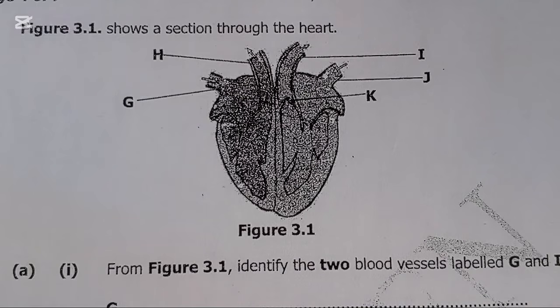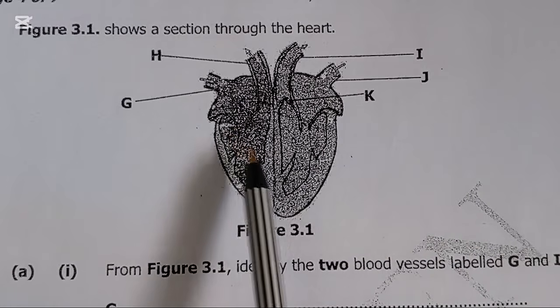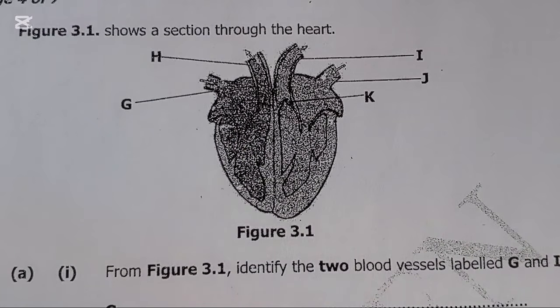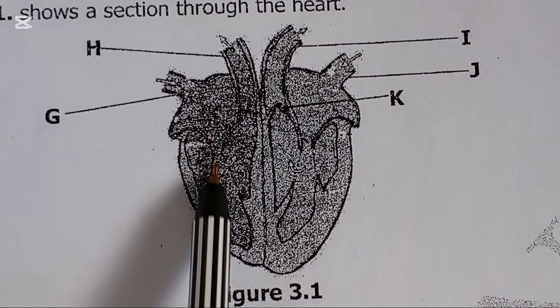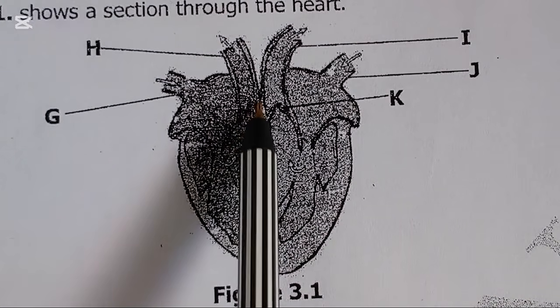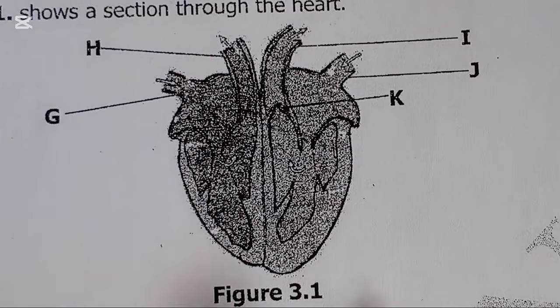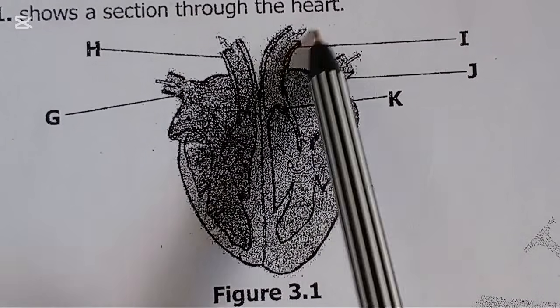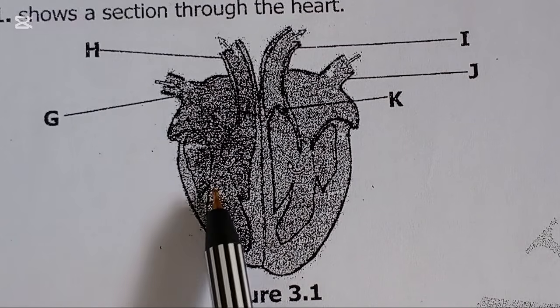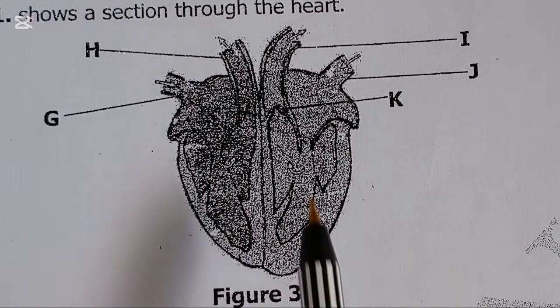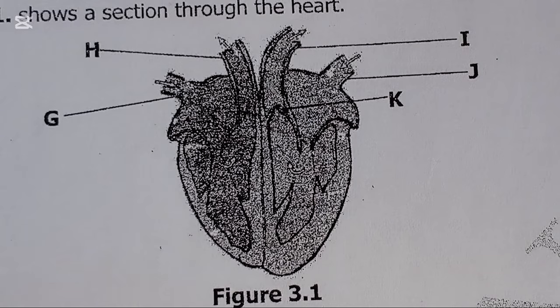Figure 3.1 shows a section through the heart. So that is the heart. This is the right part of the heart. This is the left part of the heart. These are the arrows showing the movement of blood. The right part of the heart contains deoxygenated blood, and the left part of the heart contains oxygenated blood.